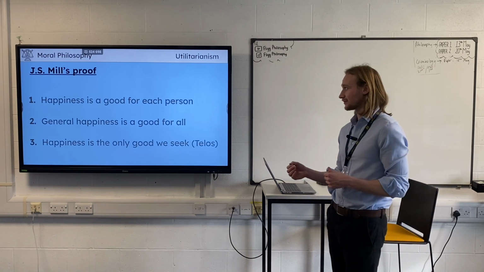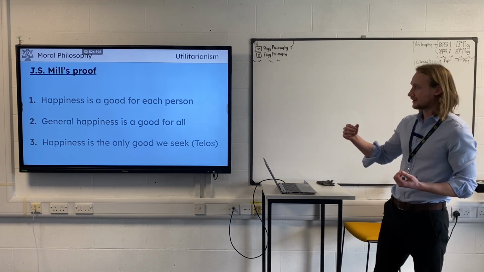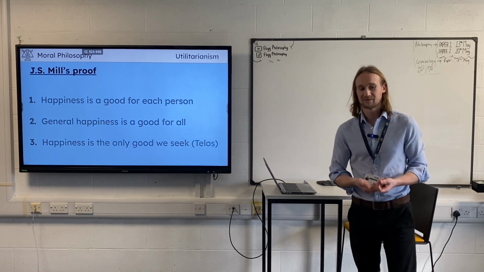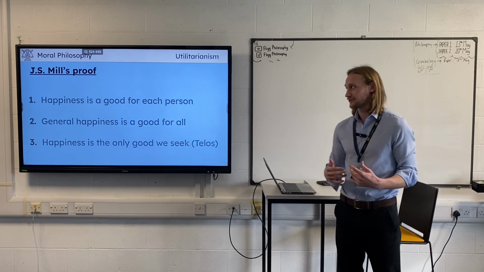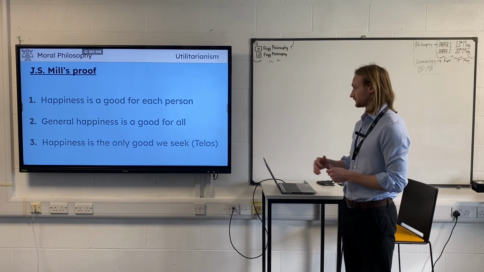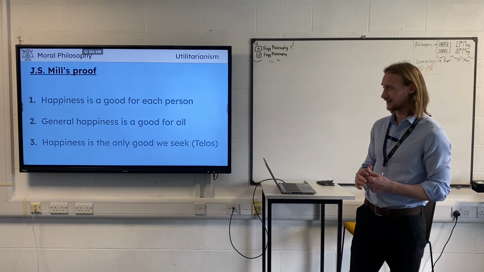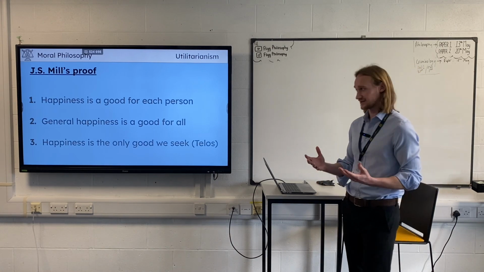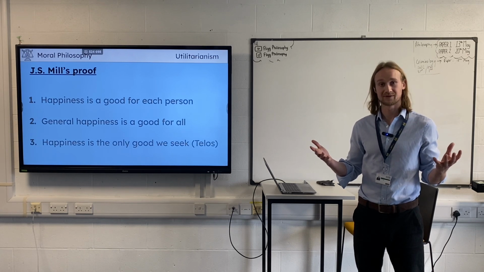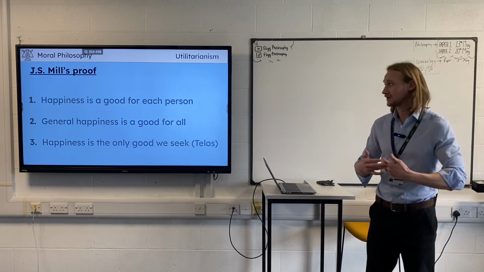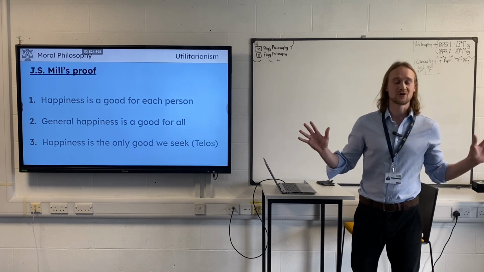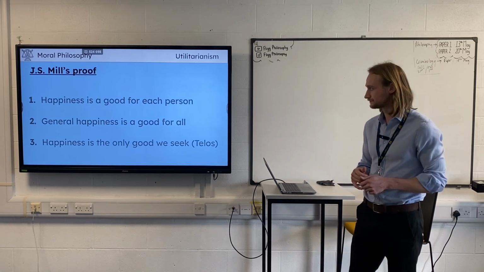So John Stuart Mill had some proofs. Now, he went through this process to try and show or try and prove that utilitarianism was the right sort of moral theory, ethical theory. And he takes 3 key steps. The first one is he proves that happiness is good for each person. He does this by simply stating that happiness is something that we all seem to want. There isn't, according to John Stuart Mill, really a case where any human wouldn't want happiness. Every human wants happiness. Every individual wants to be happy.